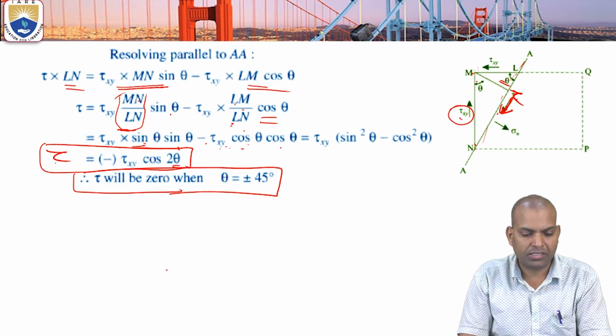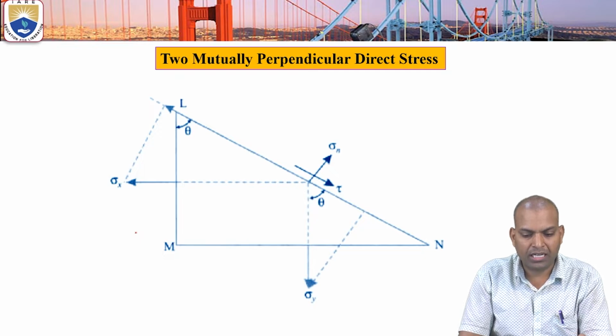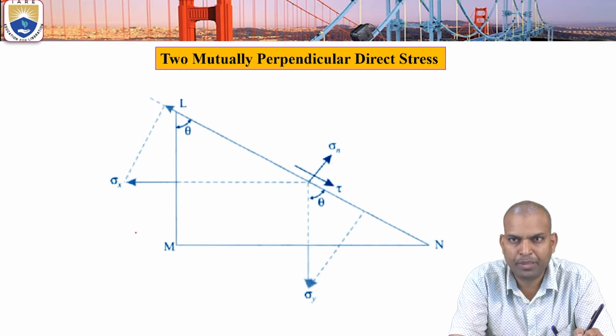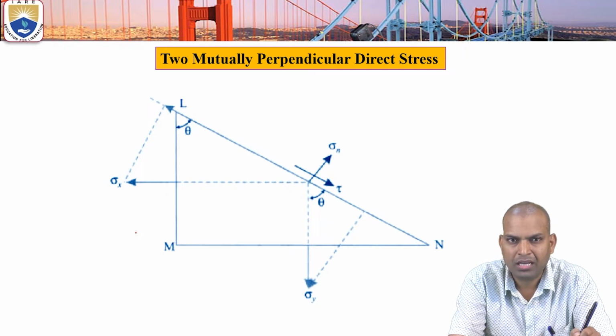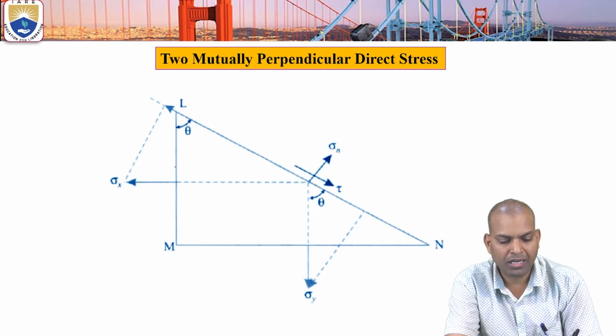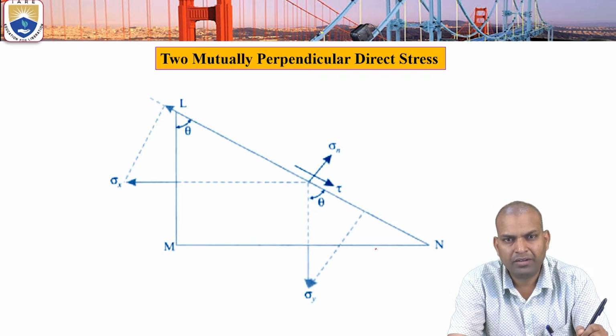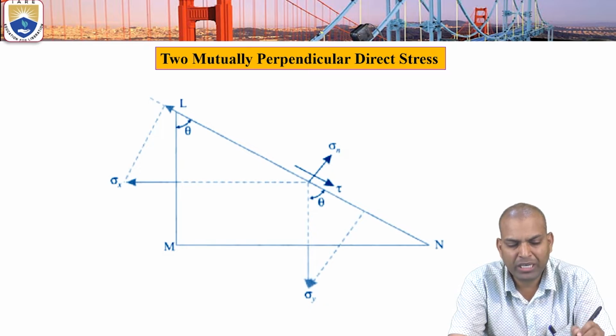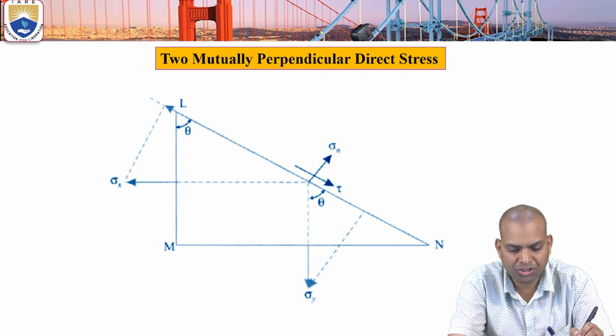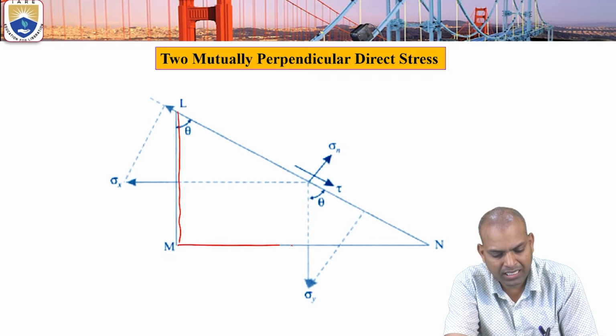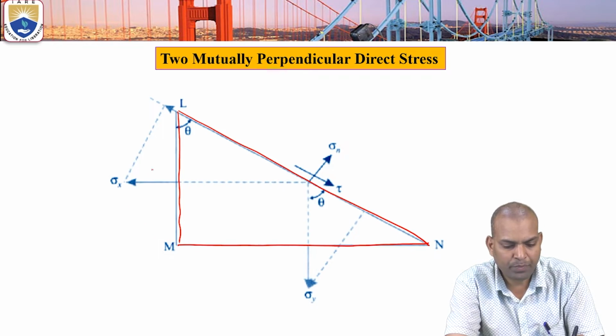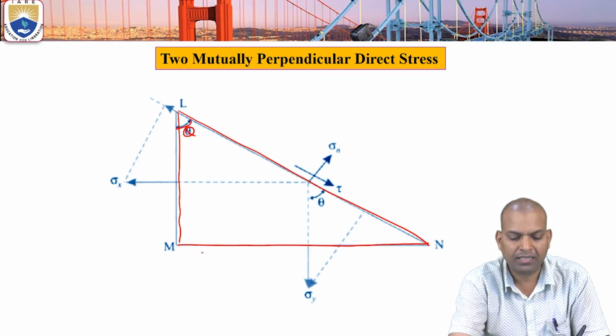Now the third case is that two mutually perpendicular direct stresses are acting on a cube or on a triangular element. It is the triangular element, actually, when the load is acting on a body, that location is considered as a triangular location here, that is LMN. Now this LMN triangle is making an angle theta.